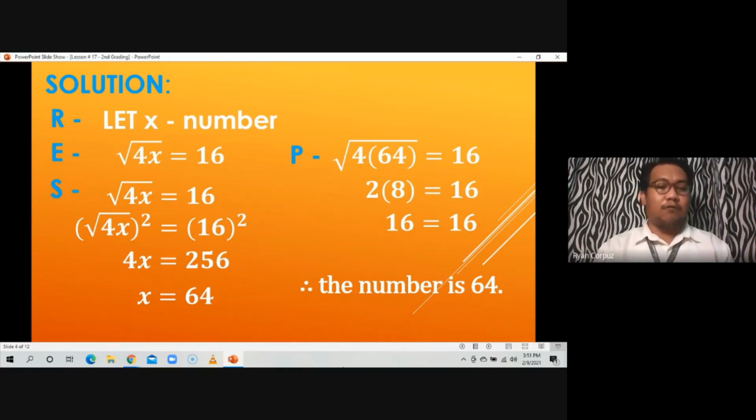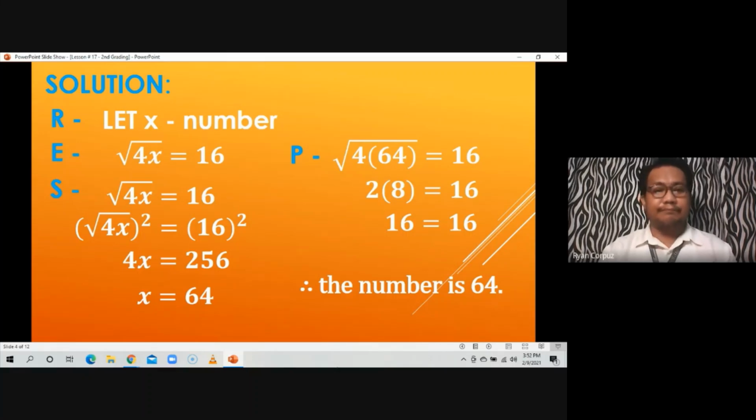Since we are looking for the number, we can now conclude that the number that we are looking for is 64. Napatunayan natin yon, because na-prove natin siya using the equation by substituting that value of x, 64, to that given equation. That's why the value of x that we are really looking for is 64. So that's how we answer example number 1.